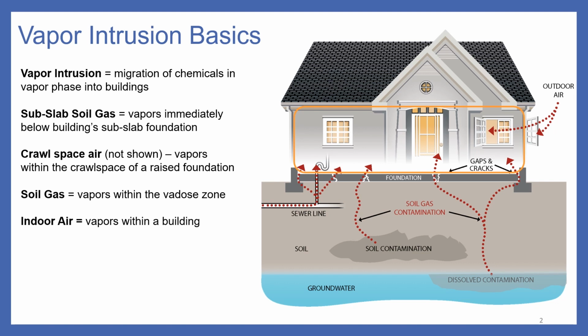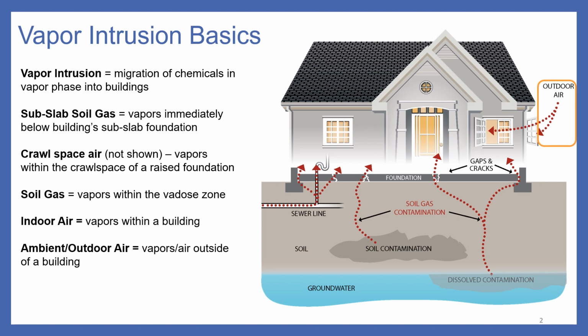Ambient air and outdoor air are a little bit different. Ambient air is the vapors outside of a building that would be reflective of normal atmospheric concentrations, whereas outdoor air is also outside a building, but is collected in proximity to a building and ideally upwind to determine outside source vapors that may be influencing indoor air concentrations.